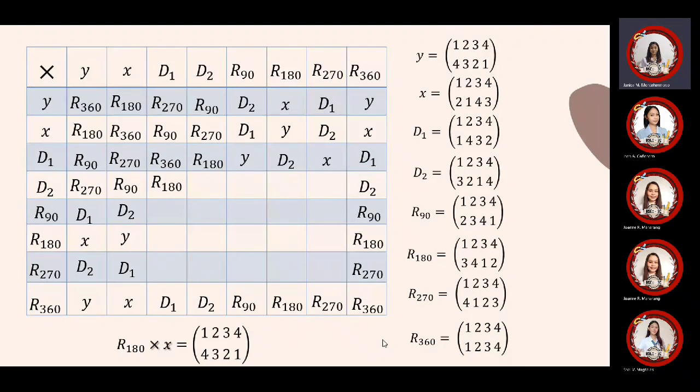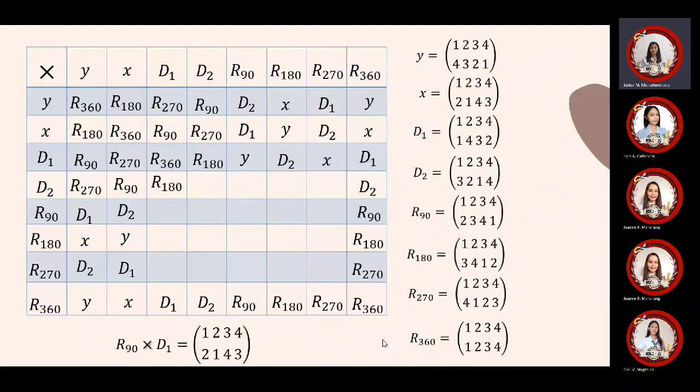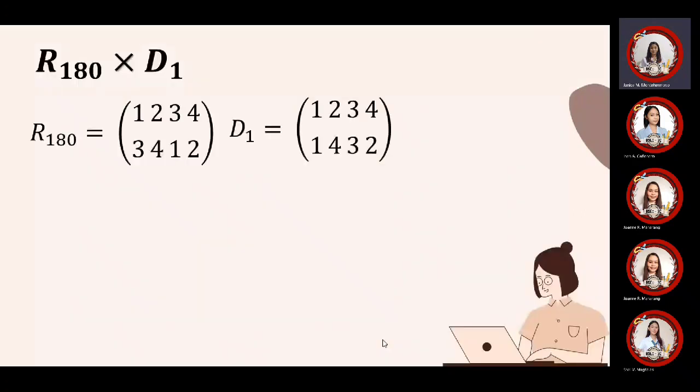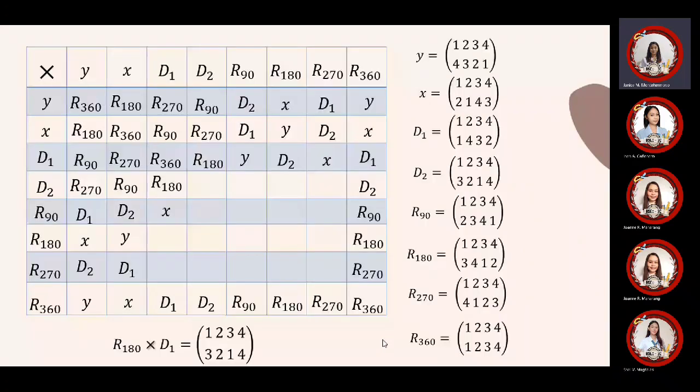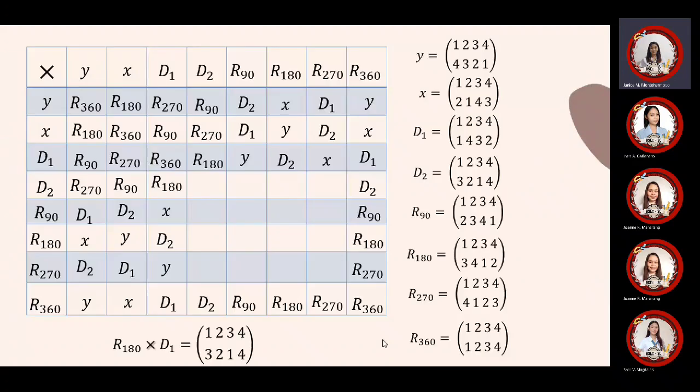Next, we have R sub 90 multiplied by D1. We have 1 maps to 2, 2 maps to 1, 3 maps to 4, and 4 maps to 3. So, that is also equal to X. Next, we have R180 multiplied by D sub 1 equals 1 maps to 3, 2 maps to 2, 3 maps to 1, 4 maps to 4. So, it is also D sub 2, and ilalagay ko po is Y. Kulang na ng Y. Next, we have D sub 2 multiplied by D sub 2.